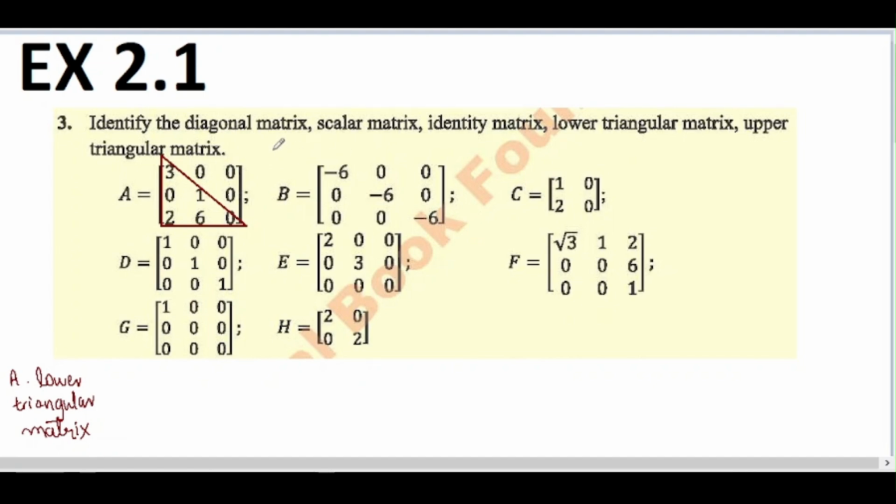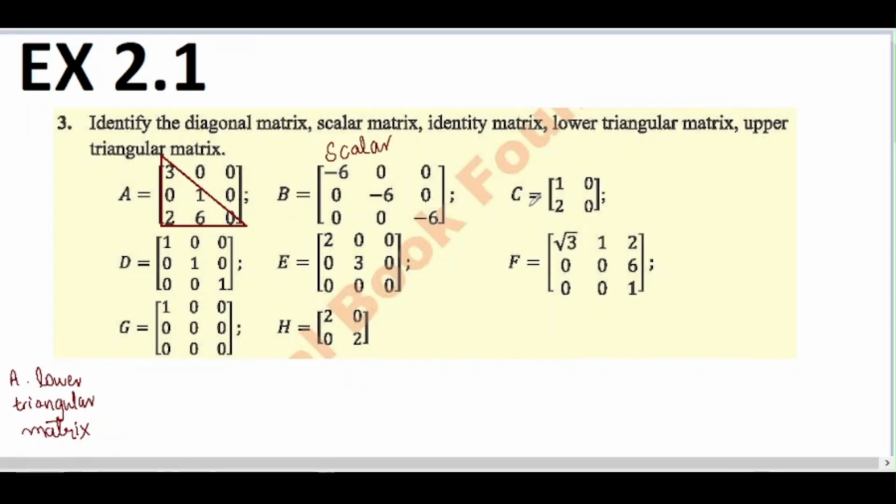Now moving towards part B, which has three entries which are equal to each other, and the rest of the elements off the diagonal are completely zero. So what do we call such a matrix? Yeah, it is a scalar matrix. Okay, if it was 1 over here, what would it be? Yes, it would be an identity matrix.